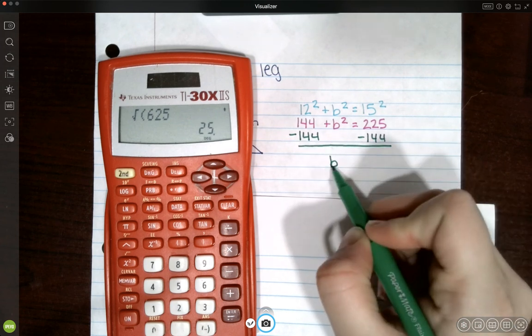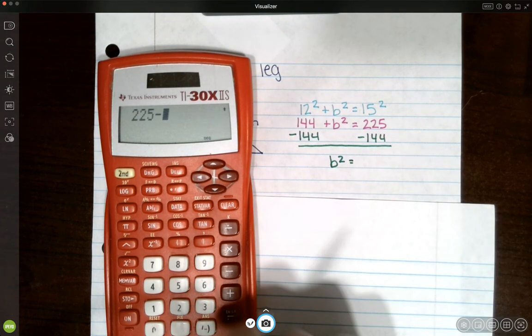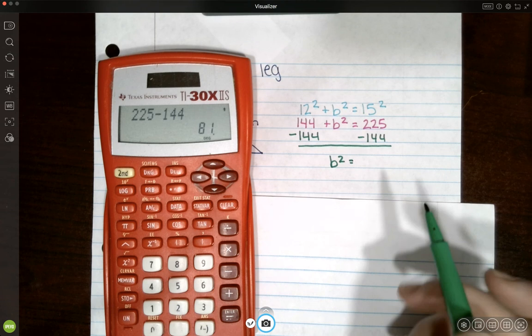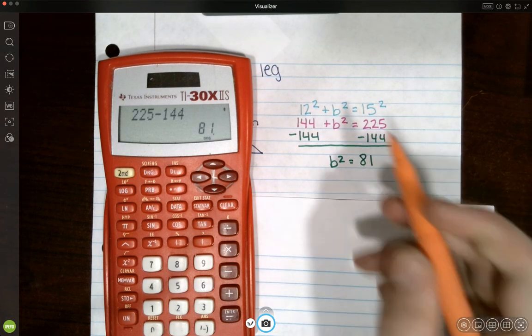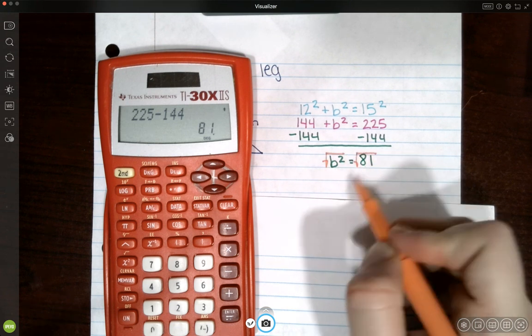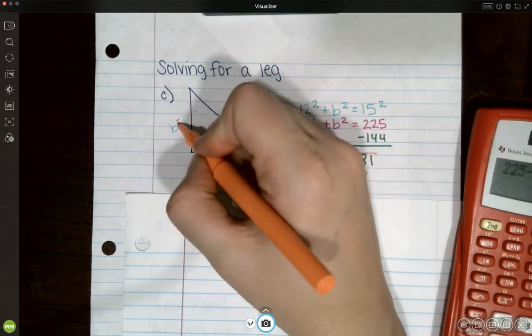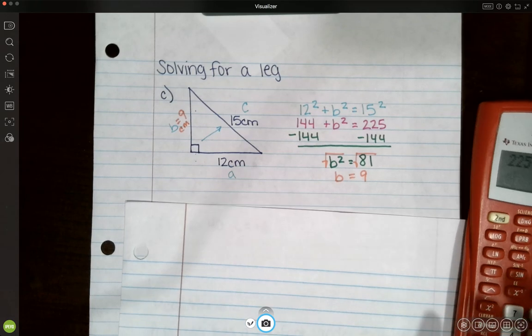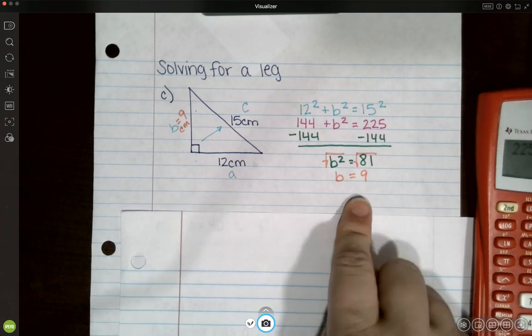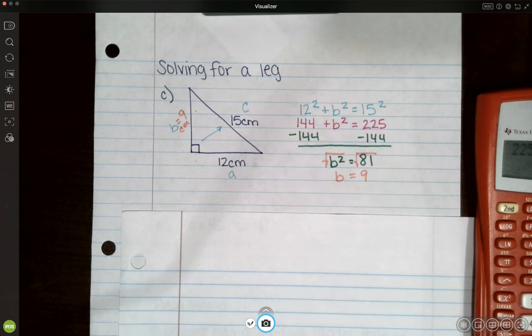So this unknown squared is 225 minus 144, and we get 81. Again, the opposite of squared is square root. So the square root of 81 is 9. That means this has to be 9 centimeters. Understand, there are a lot of different ways I can plug this into my calculator. I could have done 15 squared minus 12 squared and then taken the square root of that answer. That will allow it to happen, but this would be the most formal work.